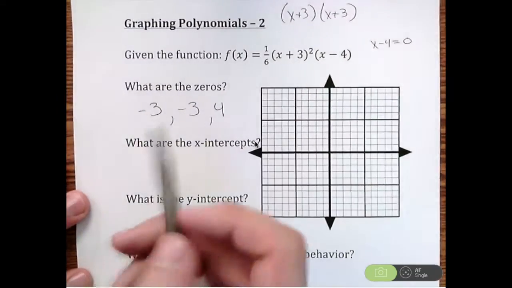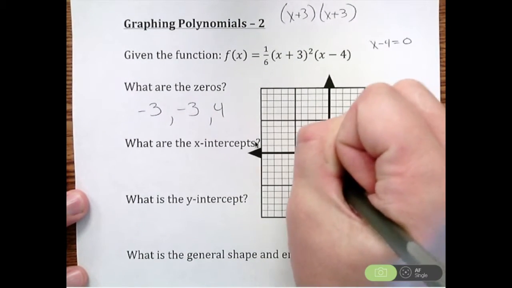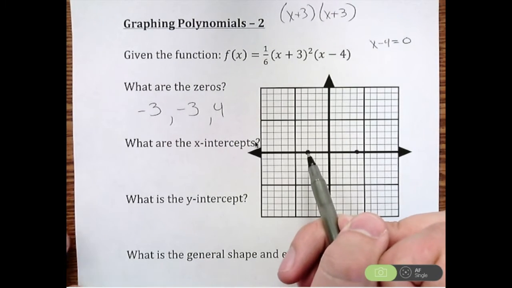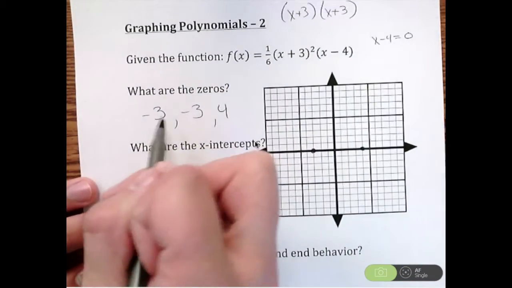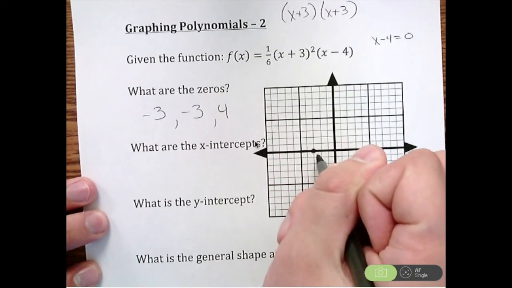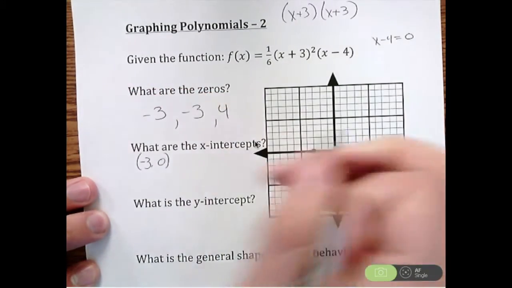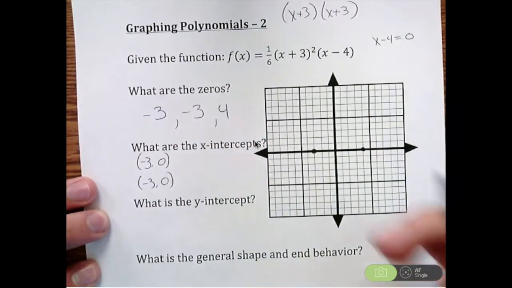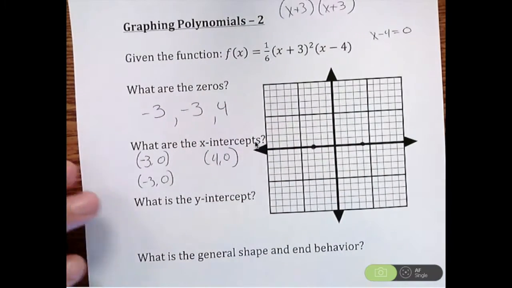From there, there's a connection between zeros and x-intercepts. Our zeros are our x-intercepts. So I'm going to have at negative 3, 2 dots there, 1 at positive 4. So my x-intercepts are the coordinates negative 3, 0 for this one, negative 3, 0 again, and then at positive 4, we'll call that 4, 0. So I have 3 x-intercepts there.